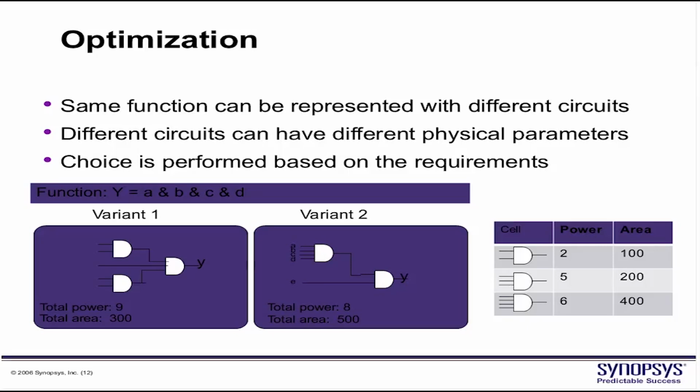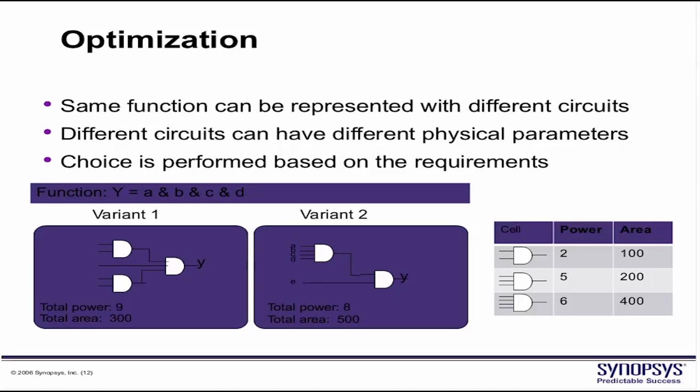The power numbers and the area numbers are just some random numbers here. They do not represent actual values. They just tell what is higher and what is lower in power and area. So obviously the 4 input AND gate, if you actually go and draw the CMOS circuit of a 4 input AND gate, you will see that it's a pretty large circuit. Correspondingly, the 2 input and the 3 input gates are lower in area. So we see that the variant 2 area is higher, but power is lower, or let's say comparable to variant 1.